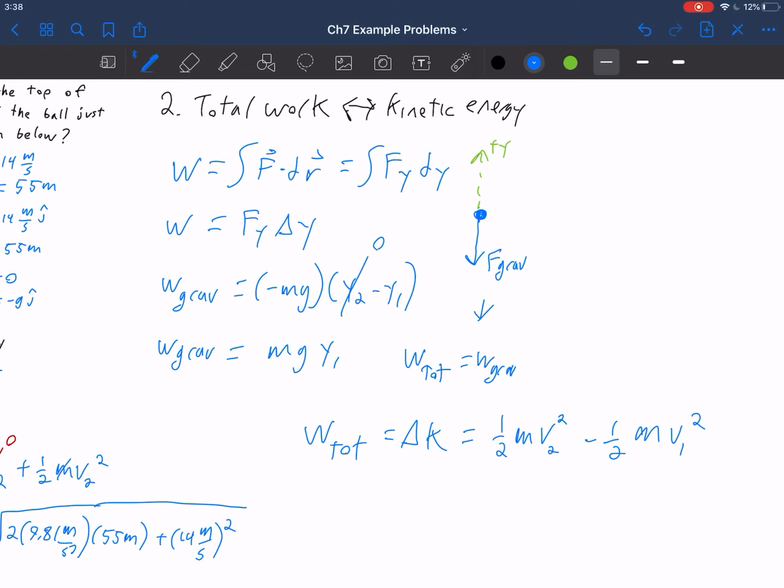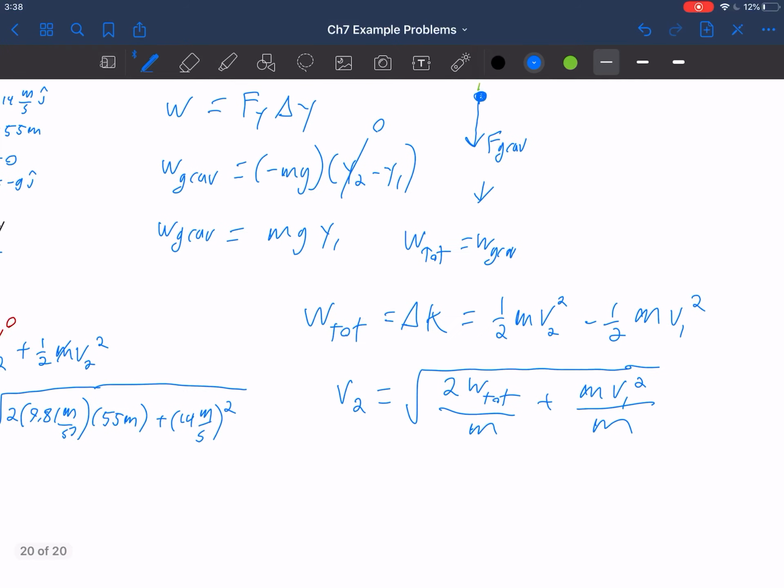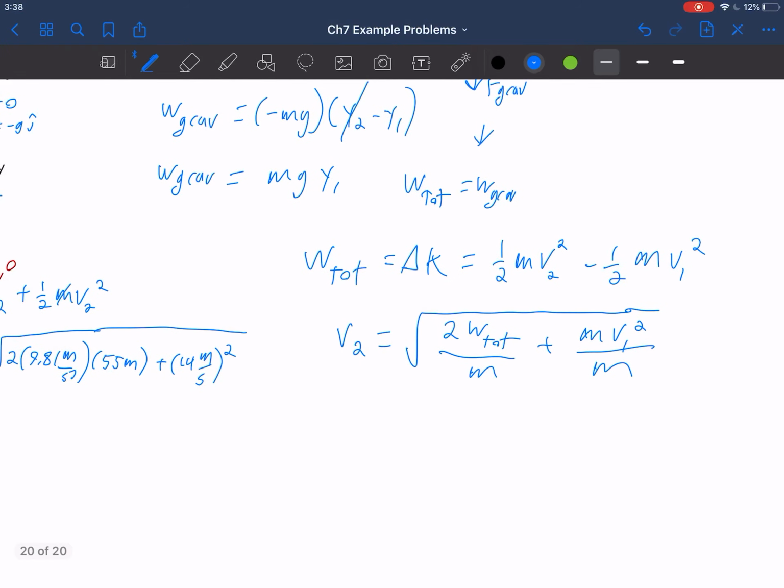And so now that we have that, we can just solve this for V2, right? This means that V2, that's what we want to know, what is the velocity of the ball when it hits the ground? It's going to be equal to the square root of 2 times the total work divided by the mass plus the initial velocity squared. Okay, I'm skipping a little bit of mathematical steps there, but not too many, so I hope you can follow along. And we can first note that this mass term cancels, and I can plug in our equation that we found for the work done on this ball by the only force acting on it, the force of gravity.